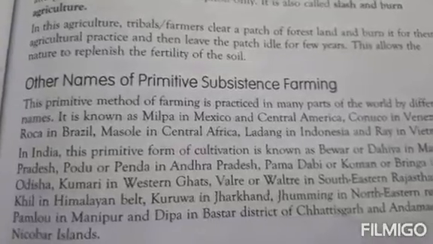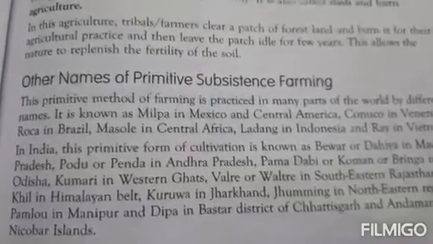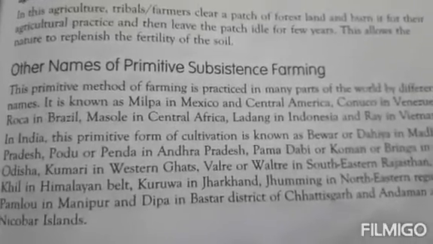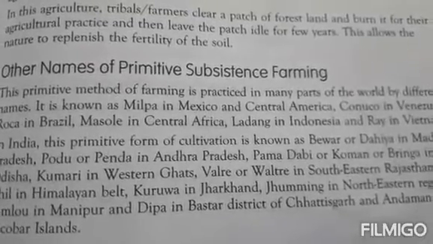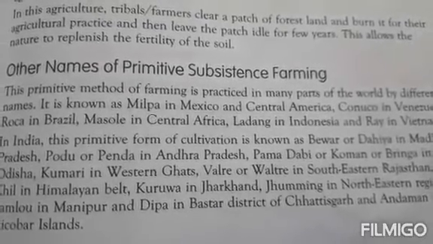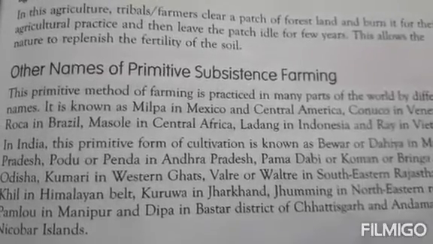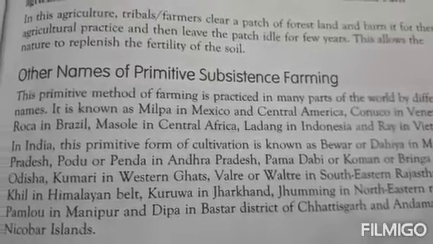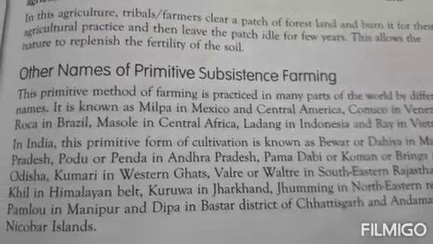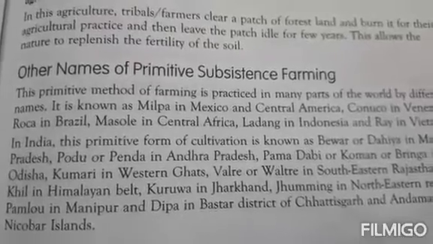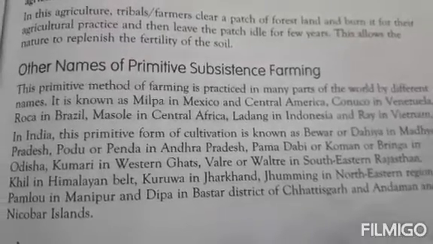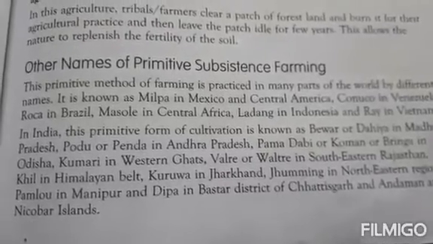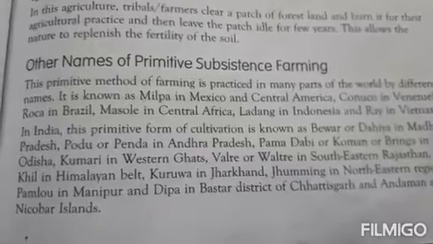This type of primitive subsistence farming is practiced all over the world, and it is known by different names in different parts of the world. In northeast India, this type of farming is known as jhumming, and Dipa in Bastar district of Chhattisgarh and Andaman and Nicobar Islands. Milpa in Mexico and Central America, and Conuco in Venezuela. In the same way, it has different names in different parts of the world.